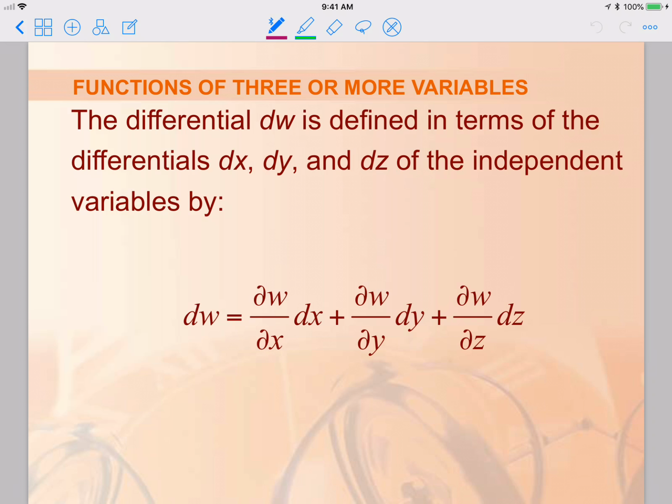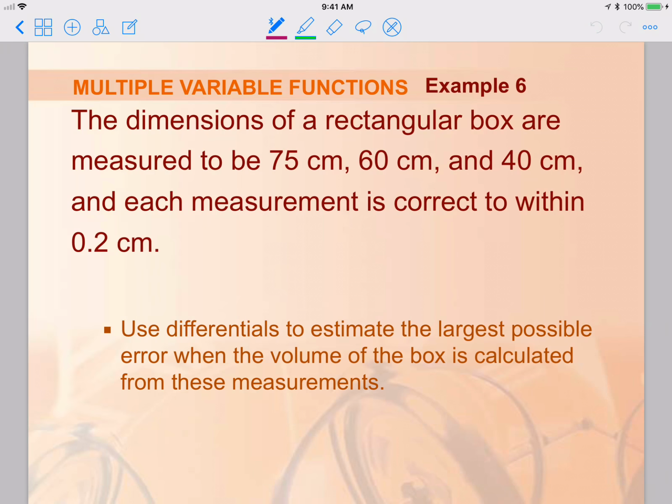And then for the differentials, you just take that partial. Remember, dx is going to be an independent variable, so this is going to be an input. Your dy is going to be an input, and your dz is going to be an input. And you just take partials with respect to x, y, and z. Let's look at this example, and this will be our last example for this section.